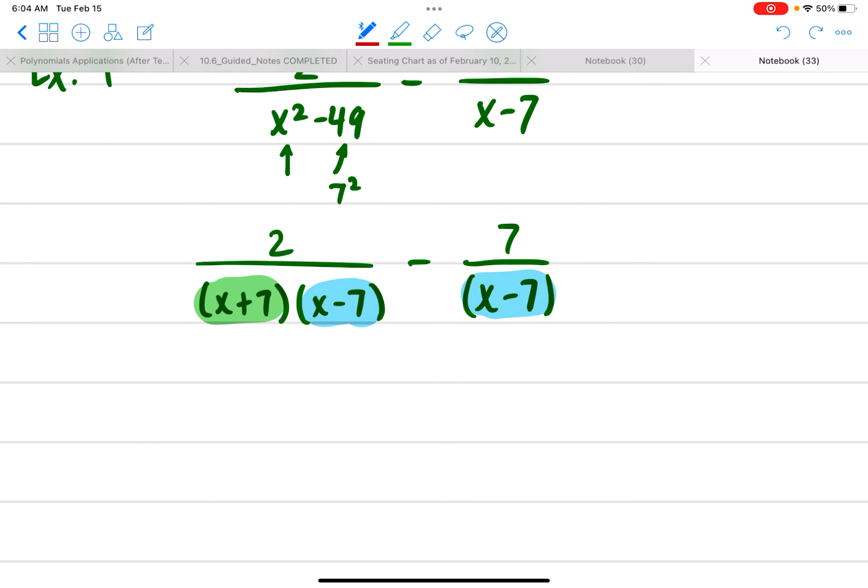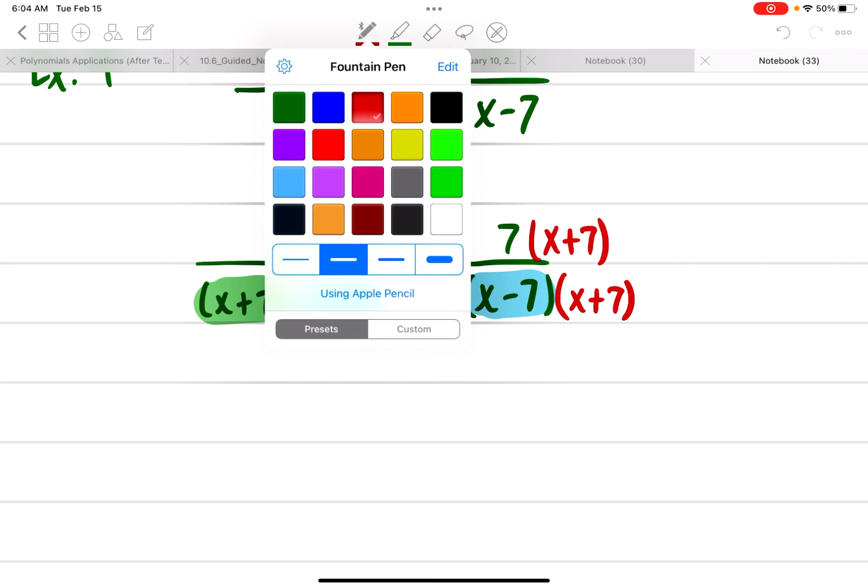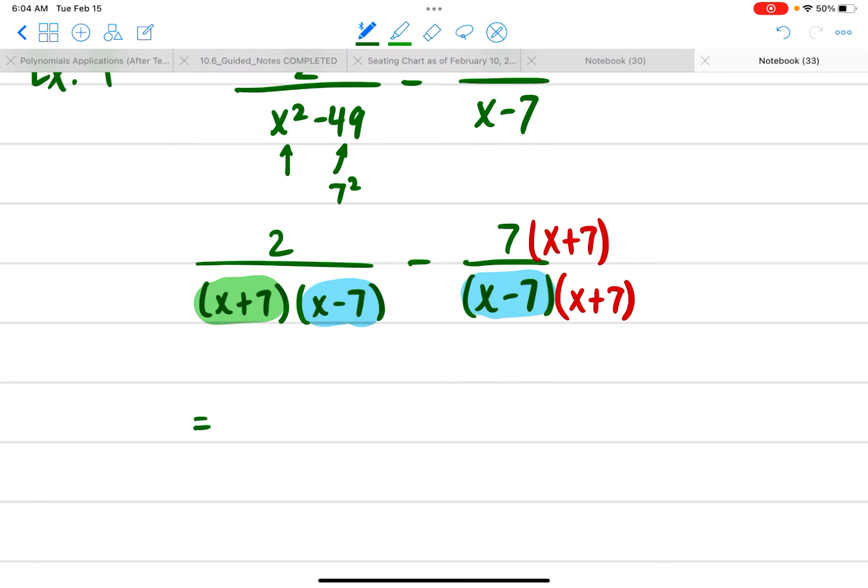So what do we need to do? This fraction over here needs to have that same denominator. So we need an x plus 7 here and an x plus 7 here. So what would that be then? This would be 2 over x plus 7 times x minus 7.